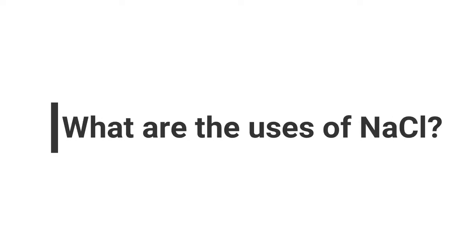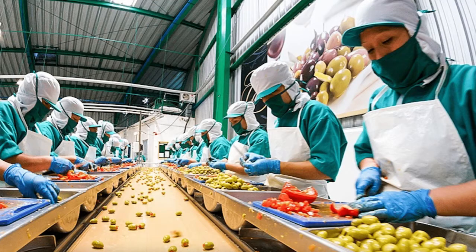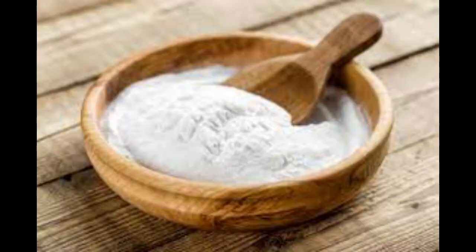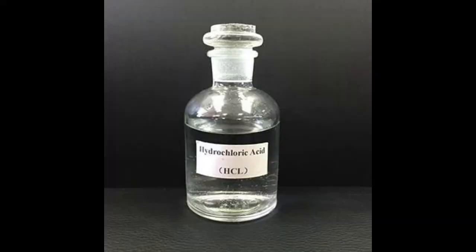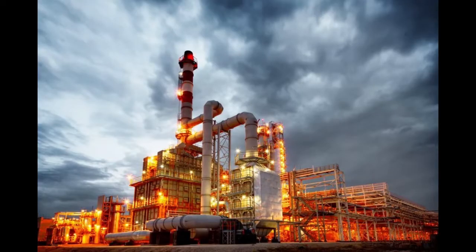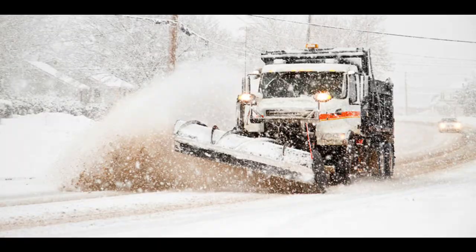So what are the uses of sodium chloride? Sodium chloride is well-known as table salt and is widely used in the food industry for flavoring and preservation. It is also used to produce various essential chemicals including sodium hydroxide, baking soda, sodium carbonate, hydrochloric acid, and more. It also has applications in the textile industries, oil refineries, paper and pulp industry, fire retardants, road construction, and the rubber industry.